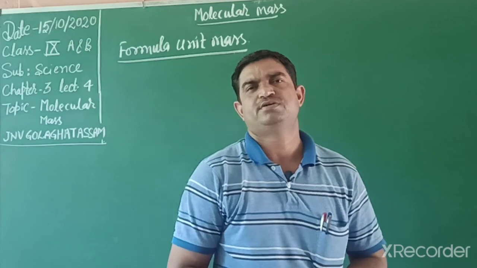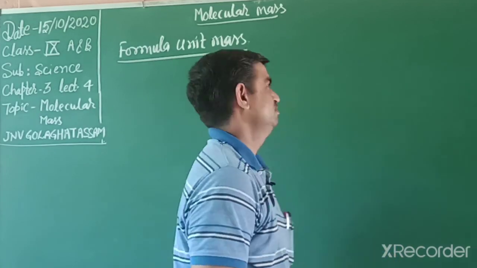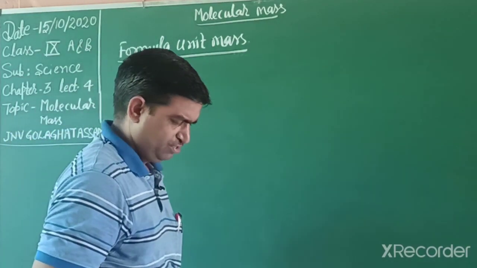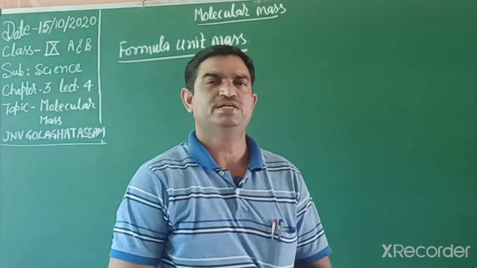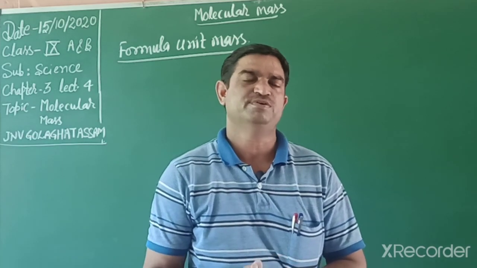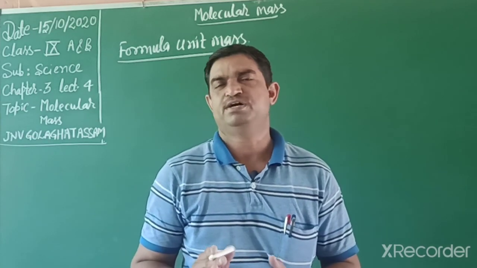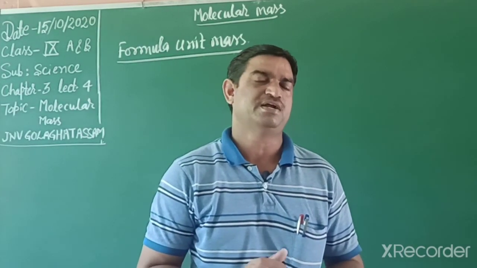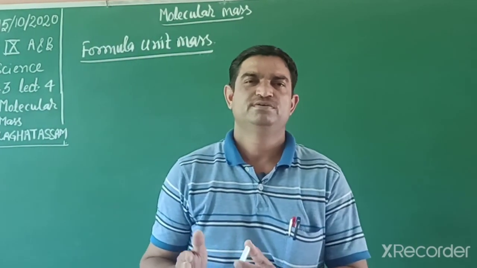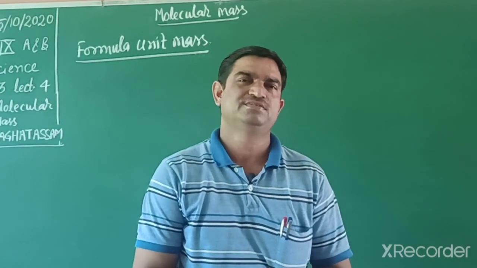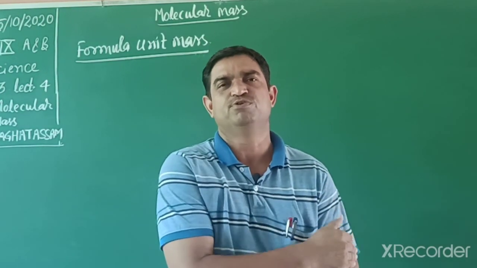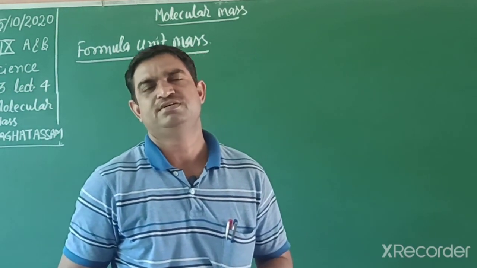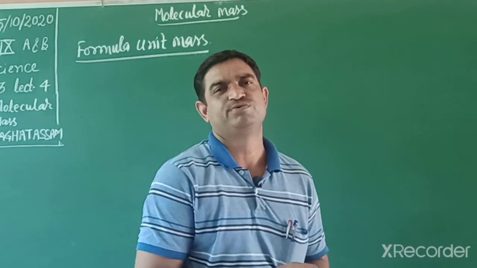Students, another term used for molecular mass is formula unit mass. Formula unit mass is also similar to molecular mass, but one difference is that in formula unit mass, in a compound the constituent particles present are ions. Means if we total sum all the ions in a compound in the given formula, that is known as formula unit mass, and we calculate it in a similar way to how we calculate molecular mass.